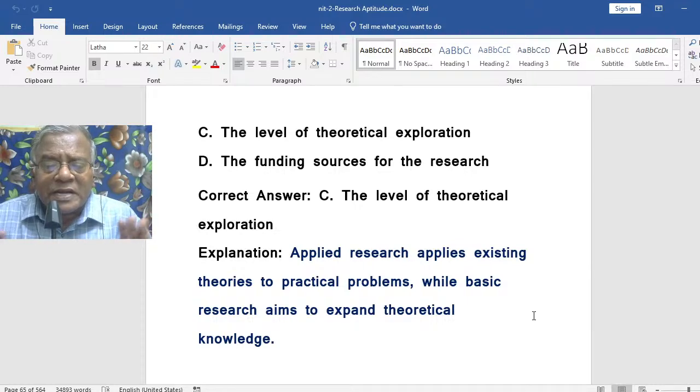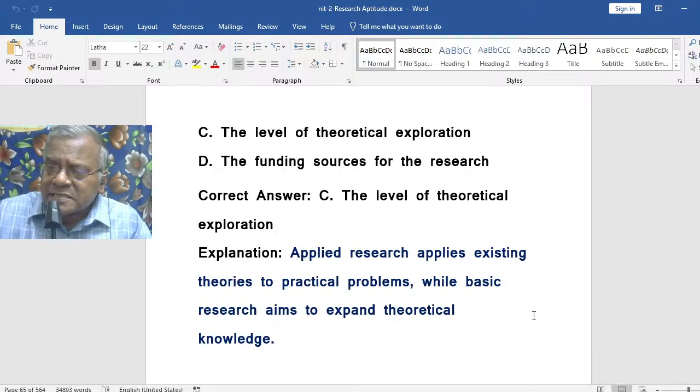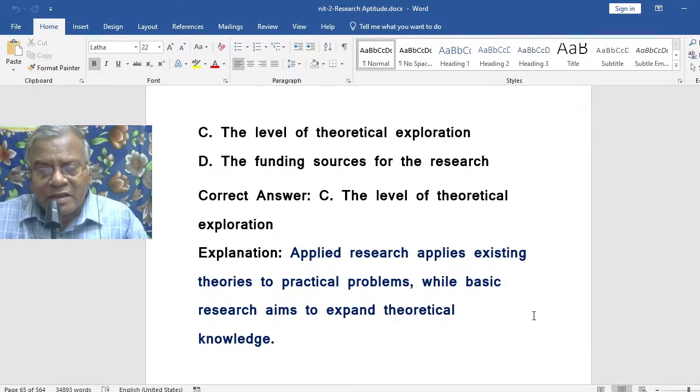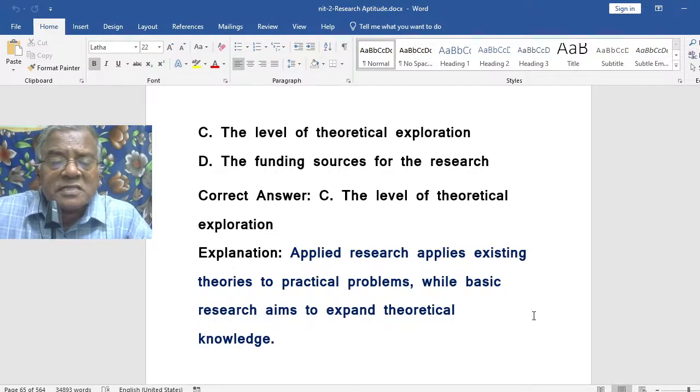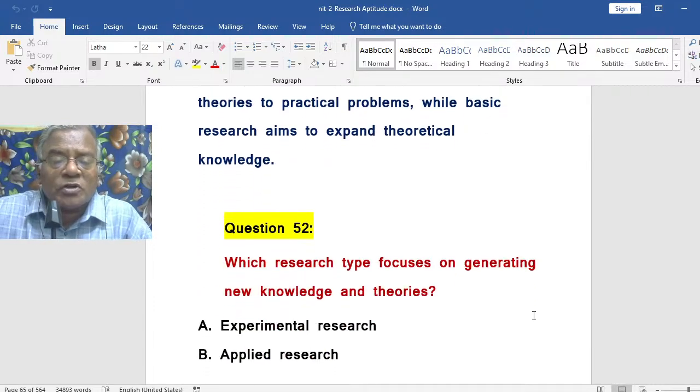Basic research completely expands the theoretical knowledge. Applied research takes any one of the theories already found out and then uses that theory in order to solve a particular problem in research. So applied research applies the existing theories to practical problems, while basic research aims to expand theoretical knowledge.